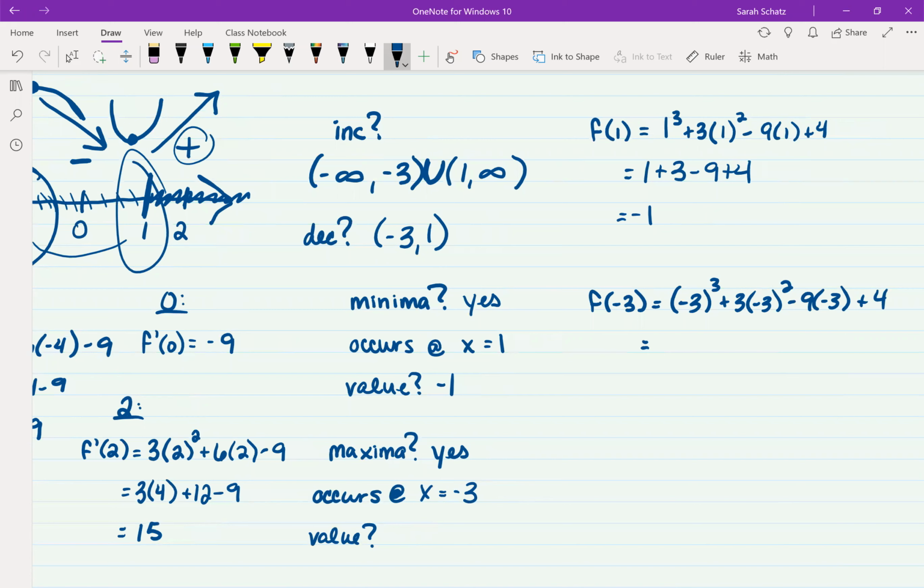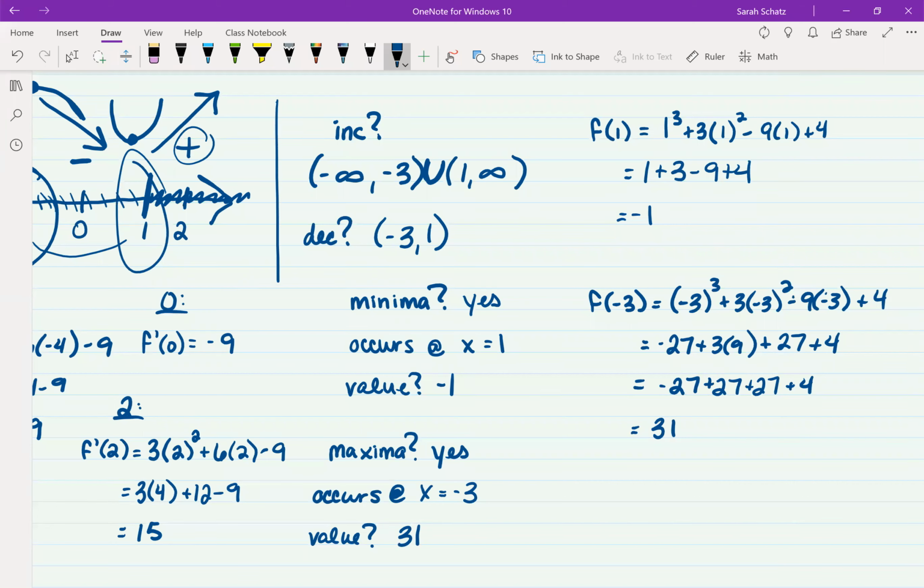Guys, remember when you're cubing, if it starts negative, it's still going to be negative. So this is going to be -27. But when we square the -3, this is going to be 3 times +9. These two negatives make this a +27, and we have +4. So we have -27 plus 27 plus 27 more plus 4. And what that's going to get us is 31. So yes, it has a max. It occurs when x is -3, and the value of that max is 31.